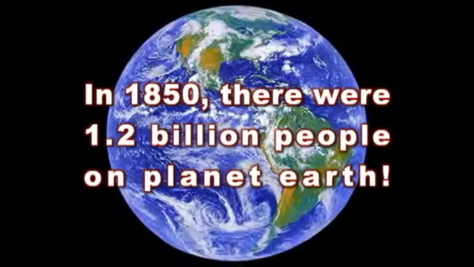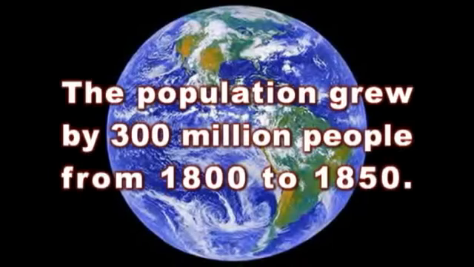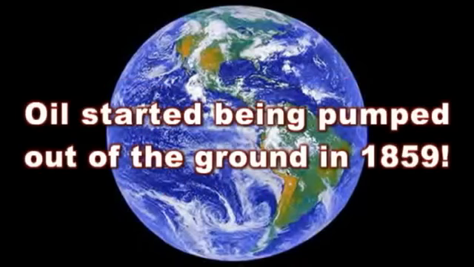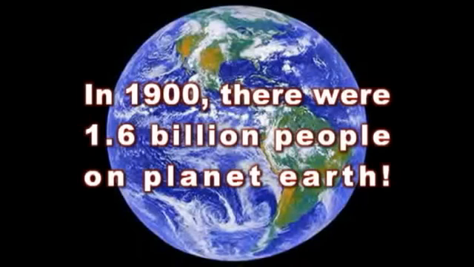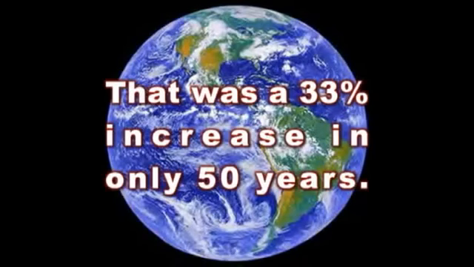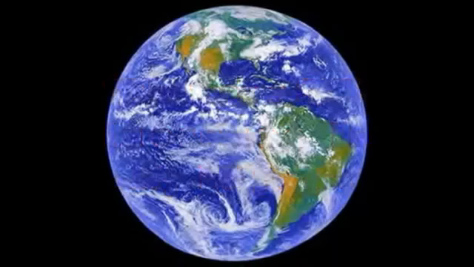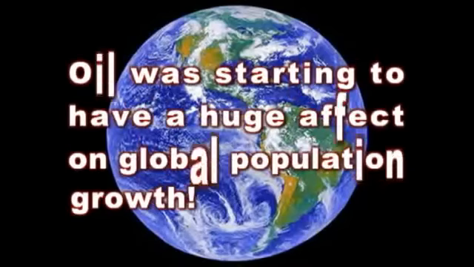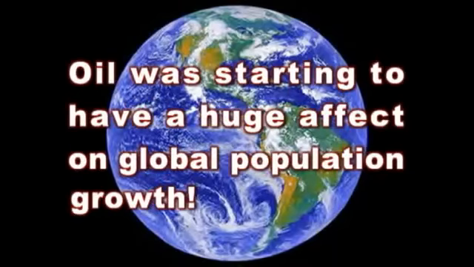In 1850, there were 1.2 billion people on planet Earth. The population grew by 300 million people from 1800 to 1850. That was a 33% increase in only 50 years. Oil started being pumped out of the ground in 1859. In 1900, there were 1.6 billion people on planet Earth. The population grew by 400 million people from 1850 to 1900. That was a 33% increase in only 50 years. By 1900, oil was fueling the Industrial Revolution. Oil was starting to have a huge effect on global population growth.